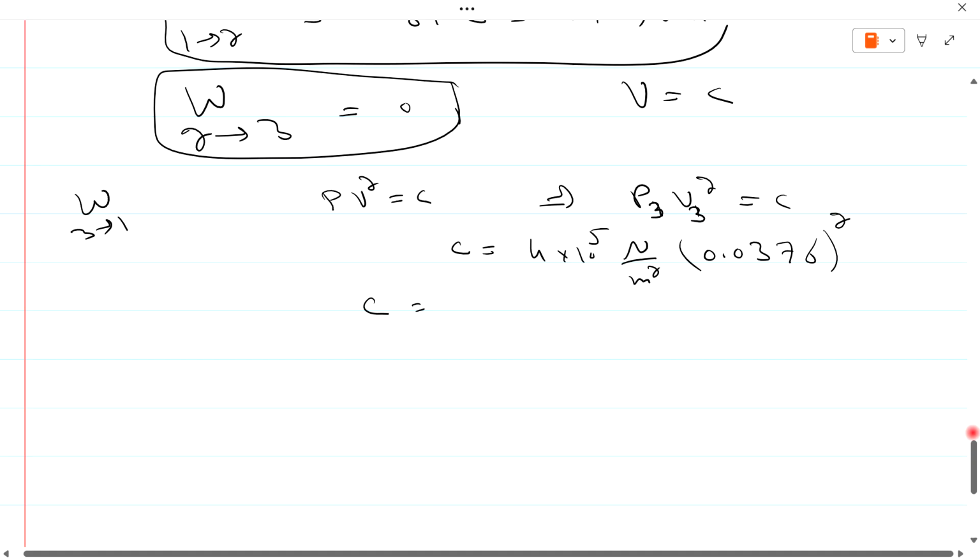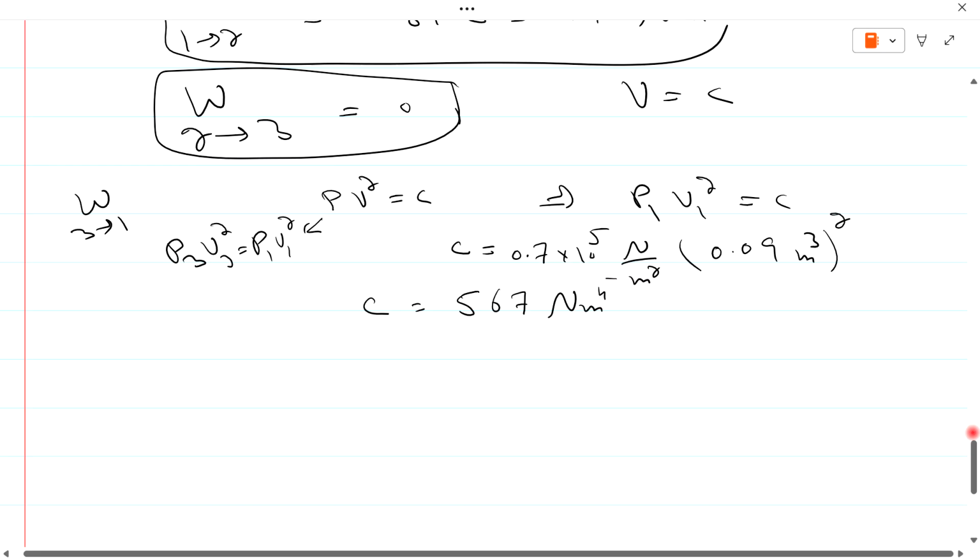Similarly, for this third process we can also find this from the first process, P1 V1 square. Pressure is 0.7 and V1 is 0.09. We can find C from both, because this is PV square, and for the third process P3 V3 square is equal to P1 V1 square. We can find C from P1 V1 square and also from P3 V3 square. So the value of C, if we simplify this, is 567 Newton meter power 4.